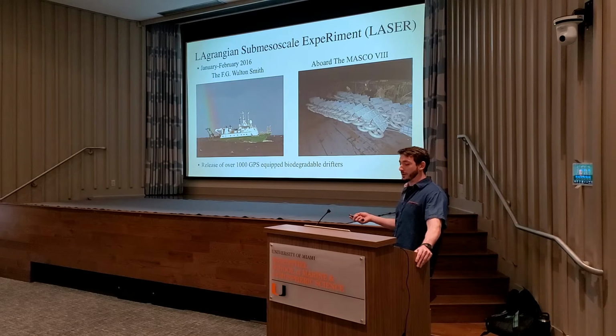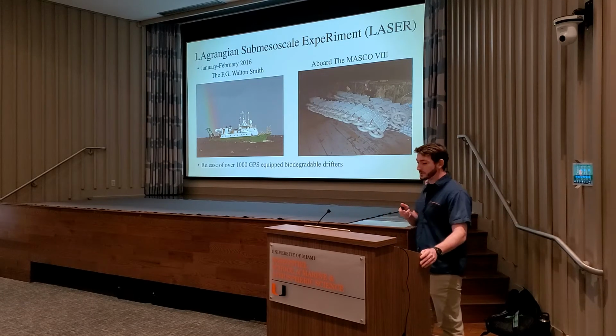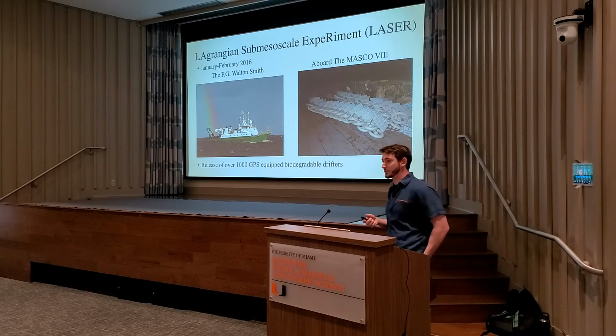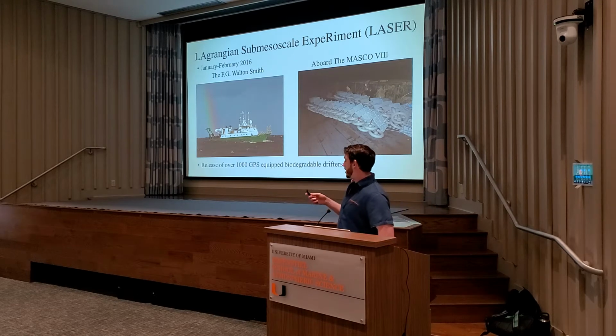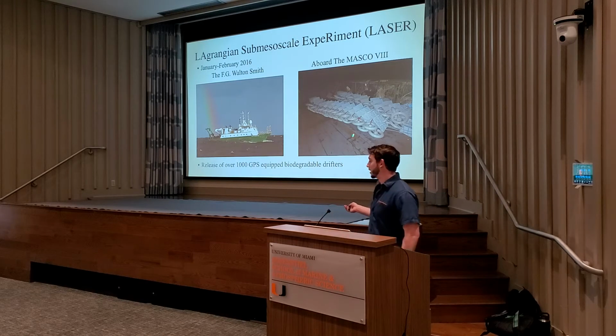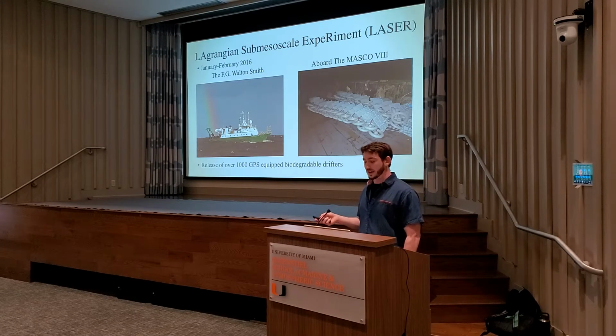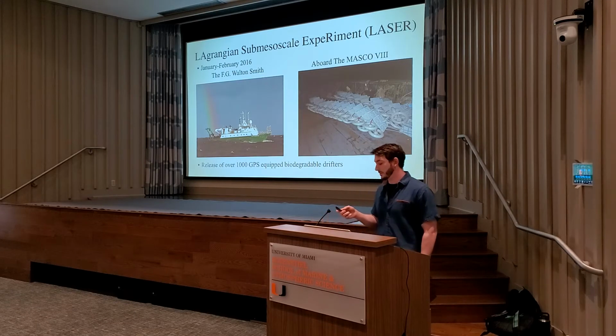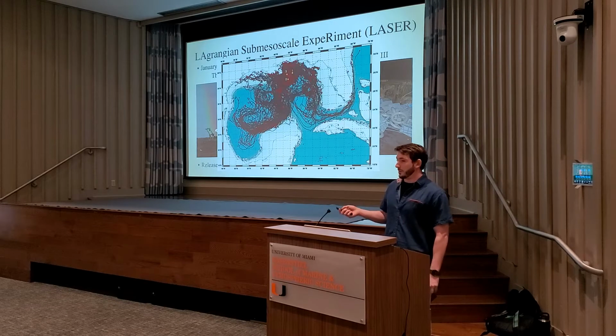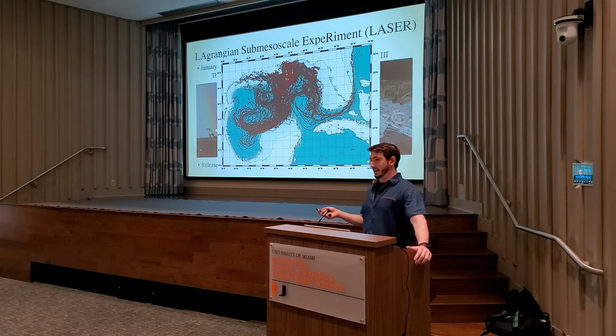Well, you can perform an experiment. So my first year here at RSMAS, the Lagrangian Submesoscale Experiments took place. They used the Walton Smith and another vessel called the Mesoscale 8, where we released over 1,000 biodegradable drifters in the course of about a month. And after about 3 months of floating around, this is the data that we received from these drifters.